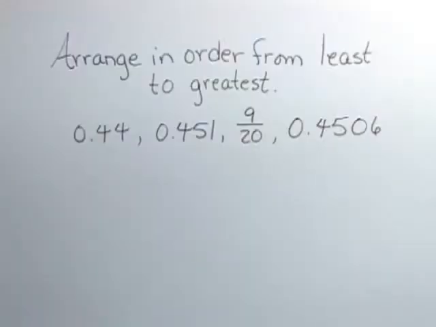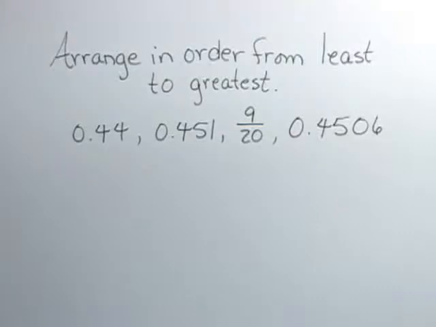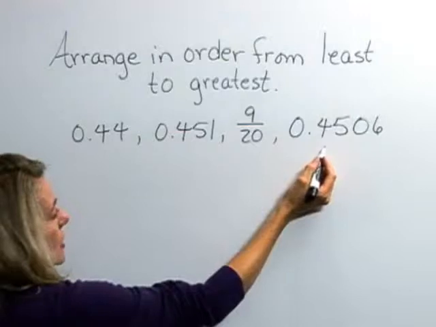In this next problem, we will be ordering decimals from least to greatest. Arrange in order from least to greatest: 0.44, 0.451, 9/20ths, and 0.4506. Now, 3 of our numbers are in decimal format.